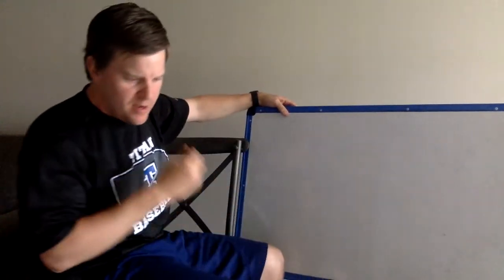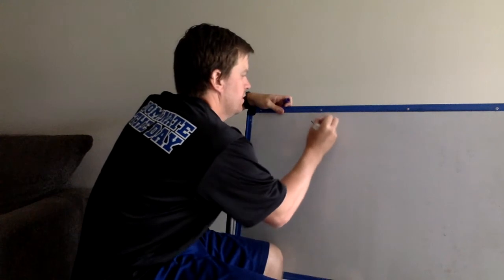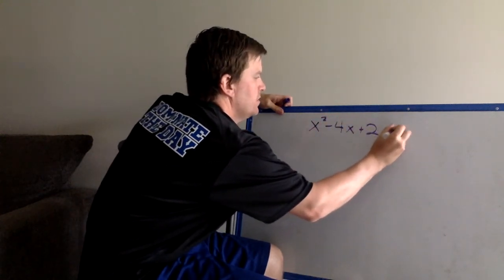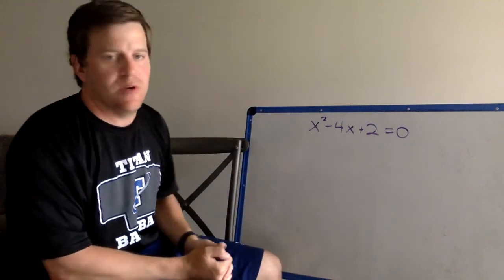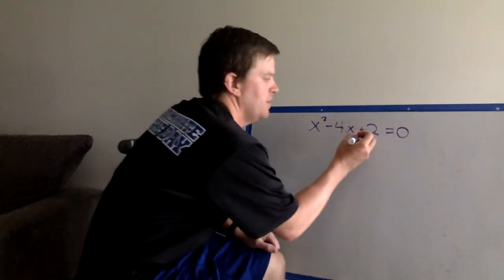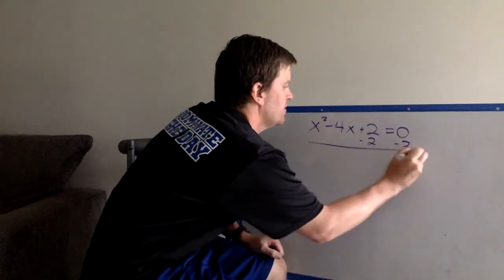Okay, let's try x squared minus 4x plus 2 equals 0. Okay, so again, we want to solve this quadratic equation using completing the square. First step is always move our c term. We need to make space so we can complete the square. Subtract 2 on both sides.